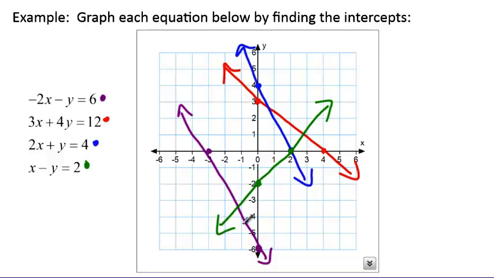Now the equation doesn't have to be in standard form for you to use the intercepts, but standard form makes it probably the easiest out of all the forms to use to graph by finding the intercepts.